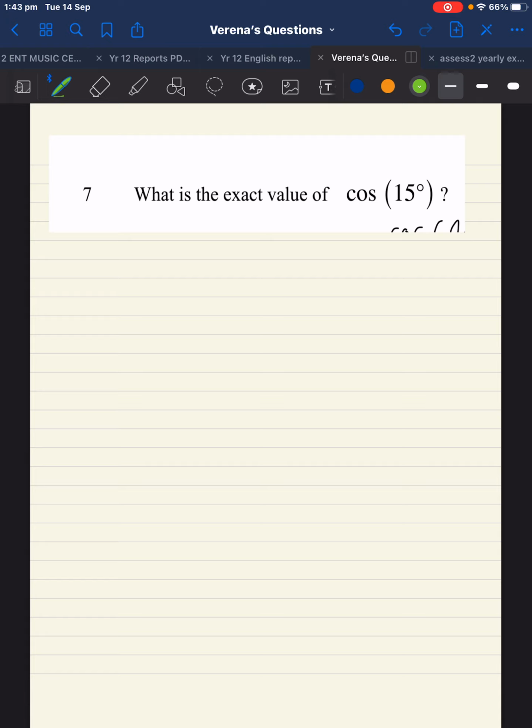All right, question 7. What is the exact value of cos 15? We don't know the exact value of cos 15, but we do know the exact values of 45 and 30. So we're going to use those ones there. We're going to rewrite 15 degrees as 45 degrees take away 30 degrees. And from here, we'll use our difference result for cos. So it'll be cos 45 cos 30 plus sine 45 sine 30.